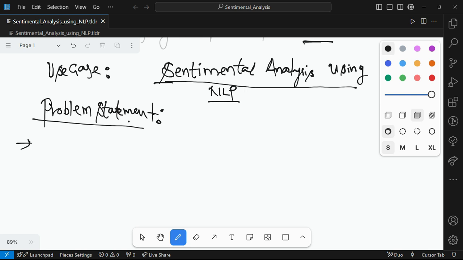This is where natural language processing comes in. By applying sentiment analysis, you can automatically categorize these reviews as positive, negative, or neutral. This helps you make informed decisions about your product. I will make a quick outline so that you get a broader picture of this problem statement and what sentiment analysis is all about.